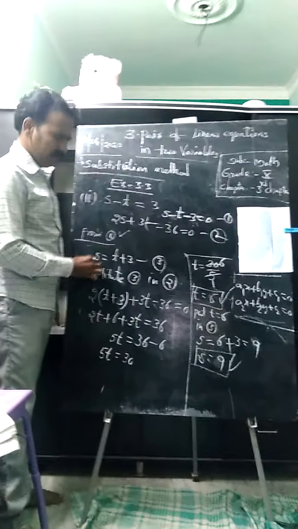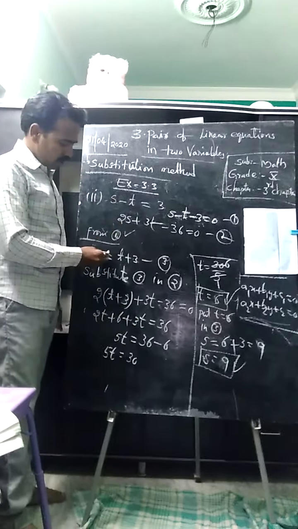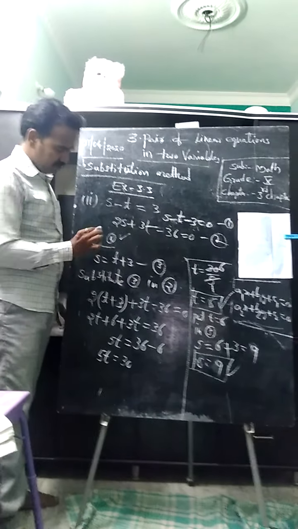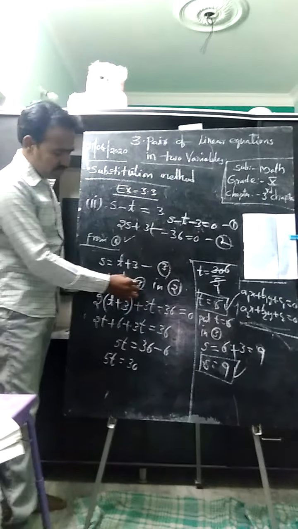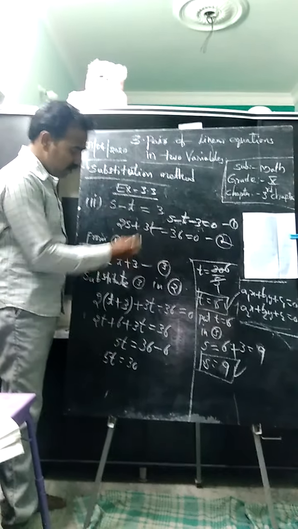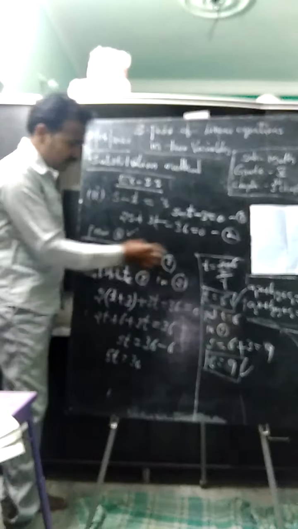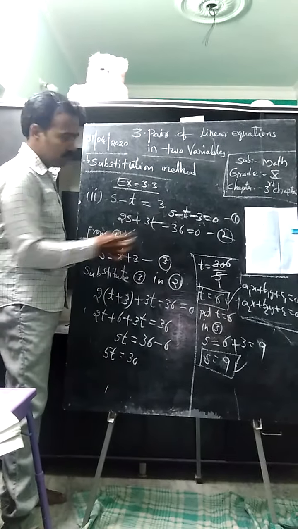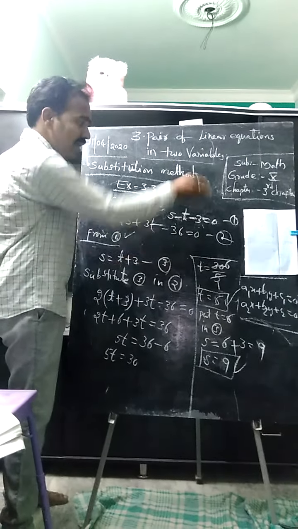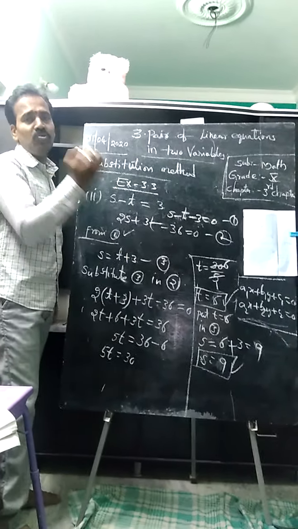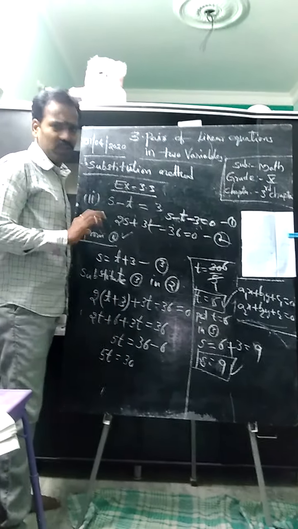Any one equation we can take, either 1 or 2, that is not wrong. I consider equation 1, so s we can write as t plus 3, that is equation 3. Substitute 3 in equation 2. If you get the third equation from 2, substitute it in 1. Reversely we have to do: after getting 3, substitute in the other equation than the one from which you got it. Any alternate way you can do, that is not an issue.